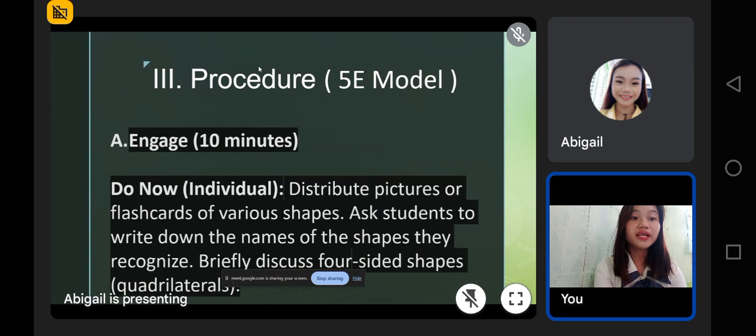Here in the third part, which is the procedure in a 5A model: Engage, for 10 minutes, individual. I will distribute pictures or flashcards of various shapes for students to write down the names of the shapes they recognize, and briefly discuss four-sided shapes, quadrilaterals.